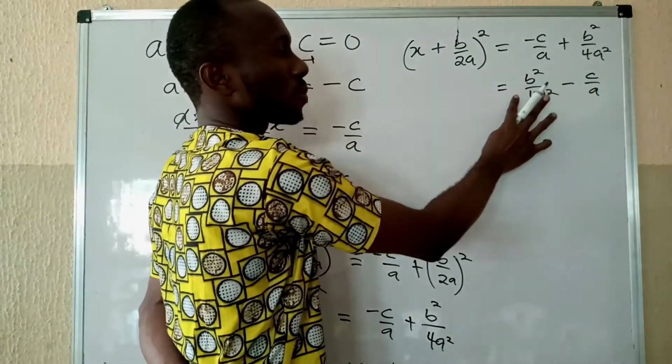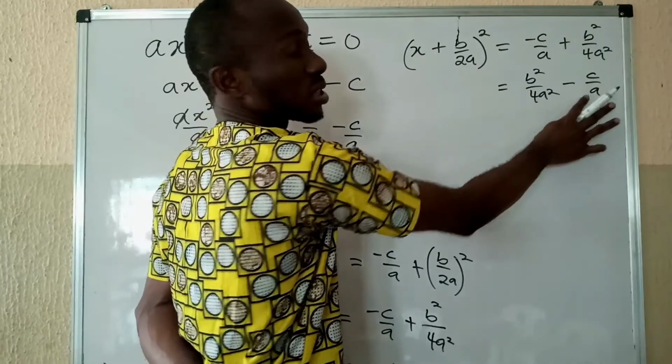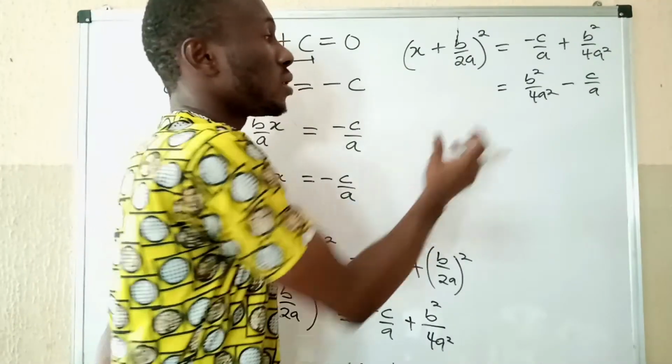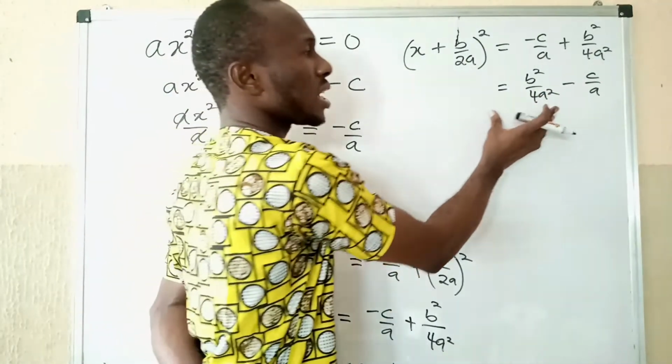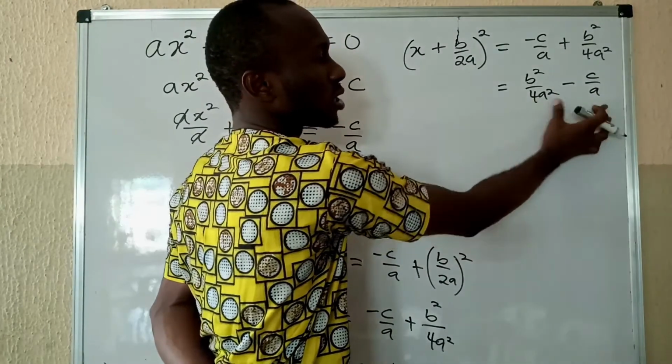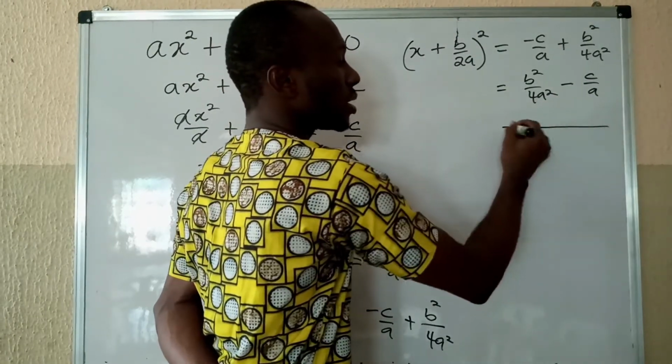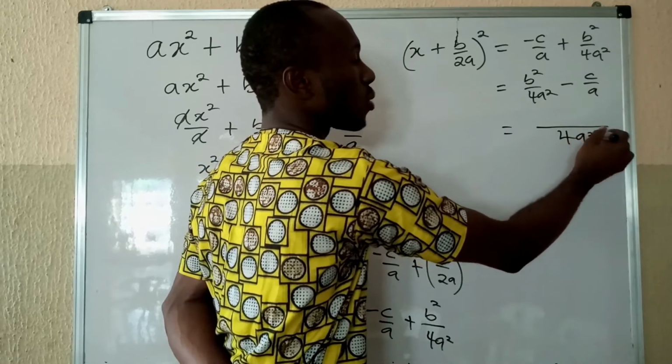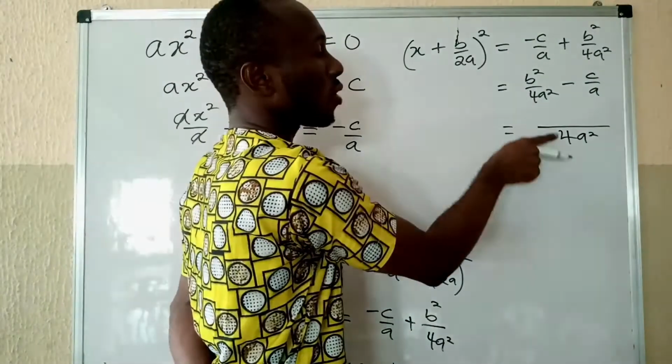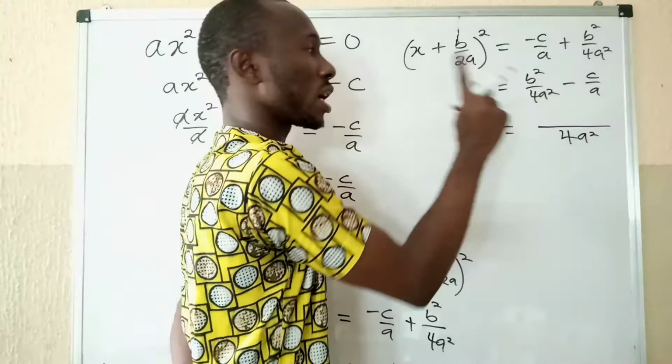Here b squared is positive, it's still positive. So minus c over a is negative, it's still negative. So not really much which we've done here. So the next thing we do, we take the LCM of the denominator. The LCM is 4a squared. That's the LCM. And 4a squared divided by 4a squared, we get 1.